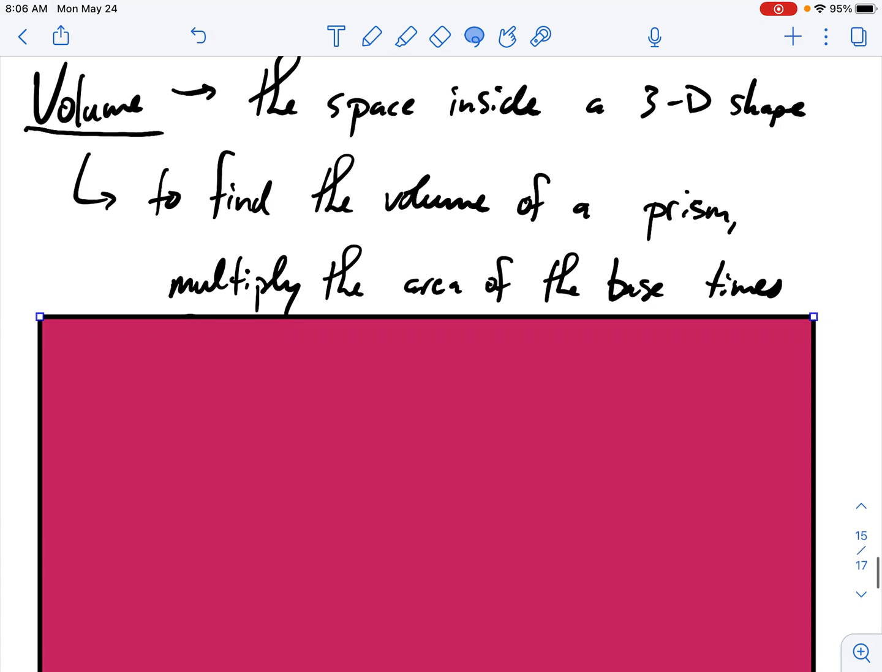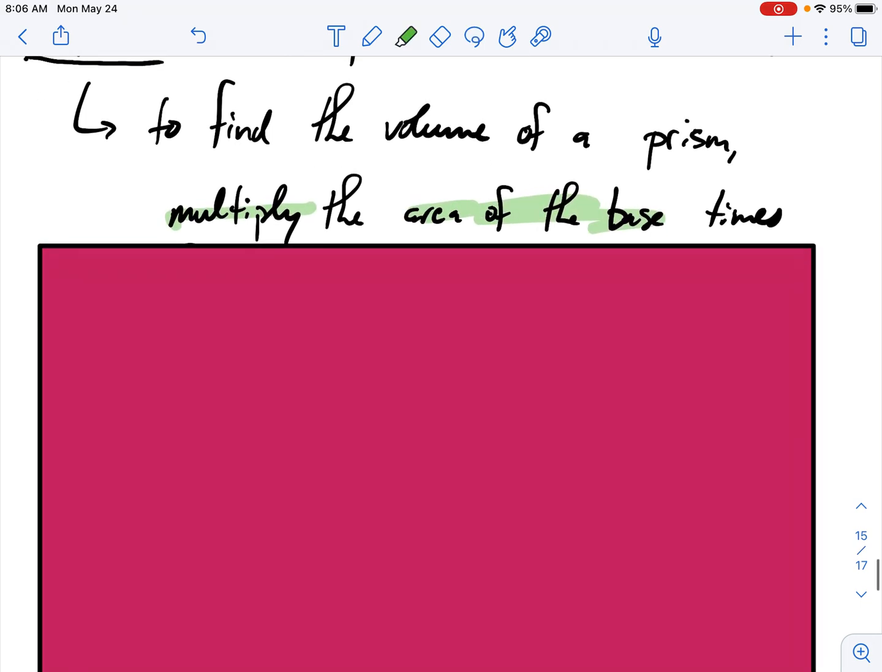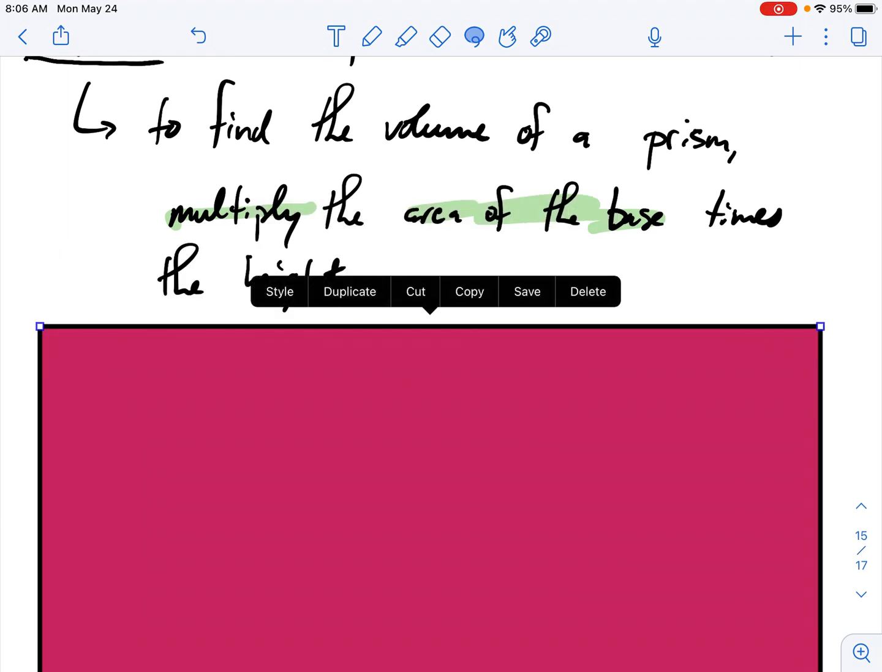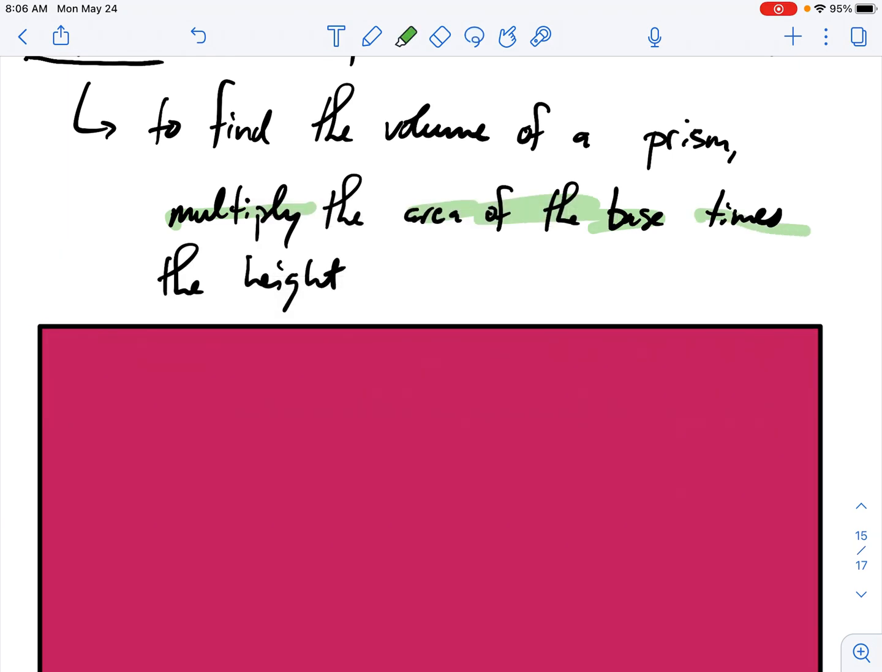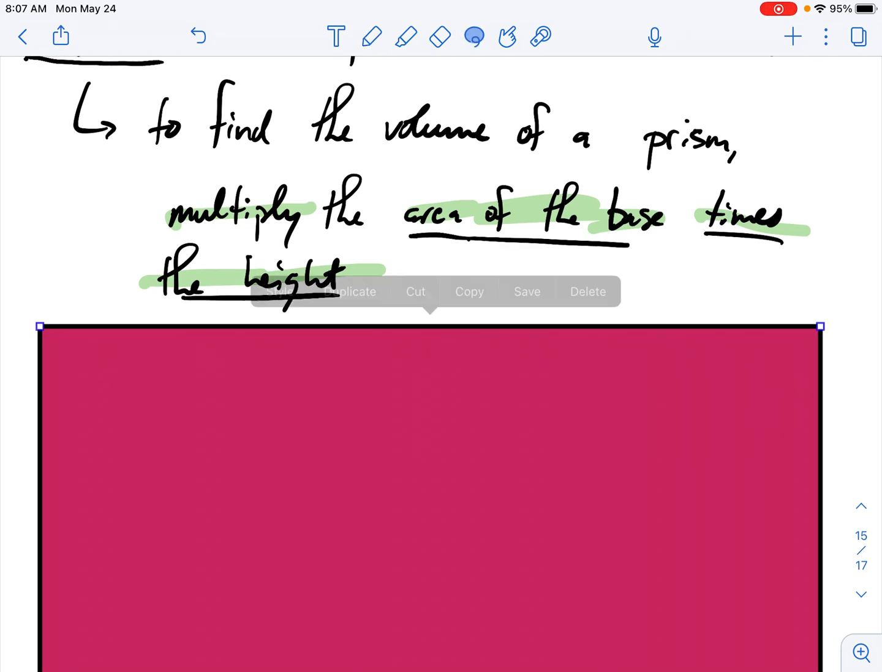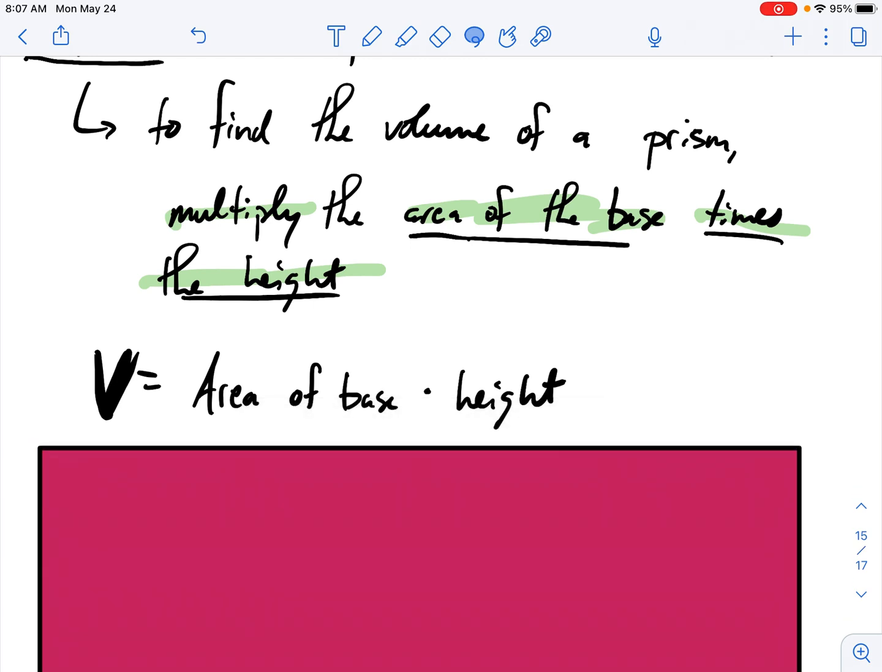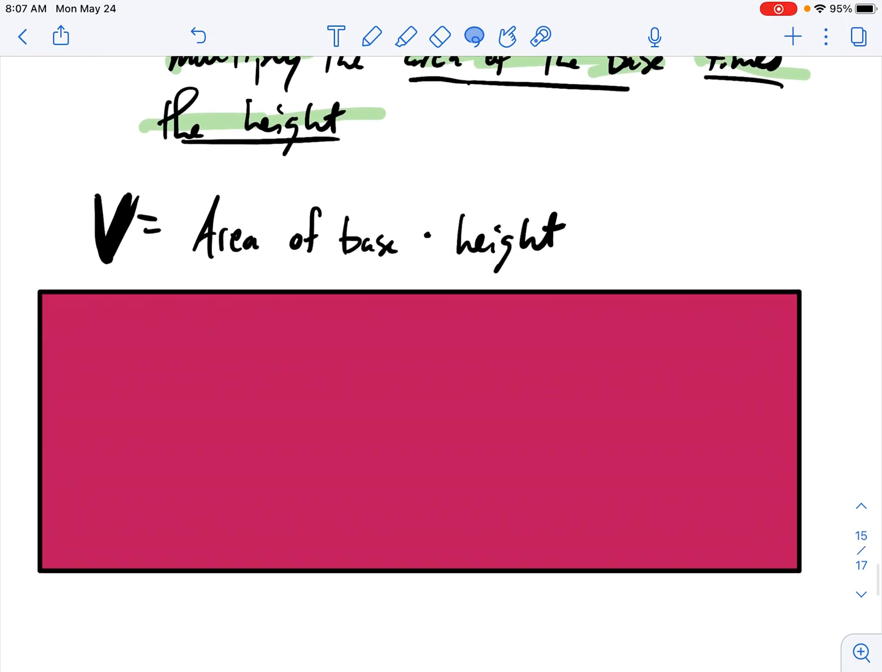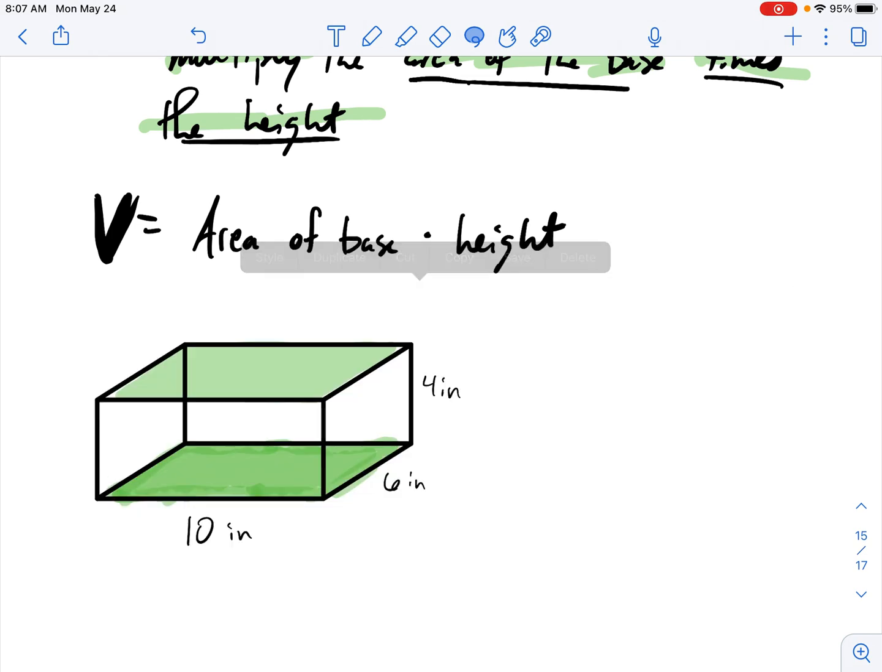And the way you find the volume of a prism is you multiply the area of the base times the height, right? The area of the base times the height. And Edgenuity will give you a lot of different formulas for this, but I would just recommend thinking about it as the area of the base times the height, okay? So obviously it's really important to be able to figure out which side is the base, right? Which face is the base of the prism.